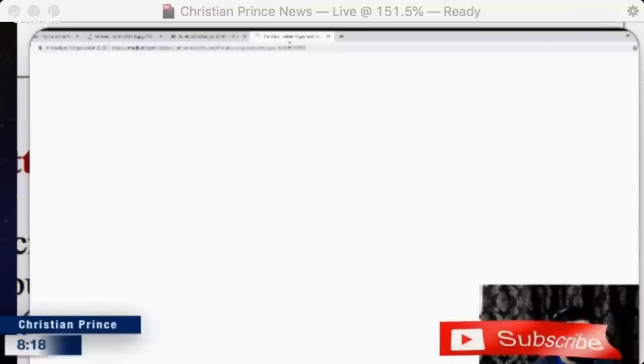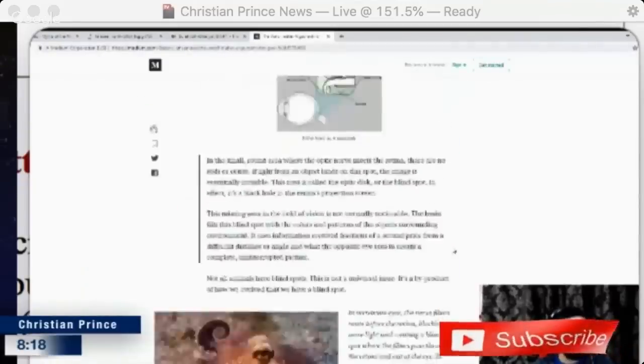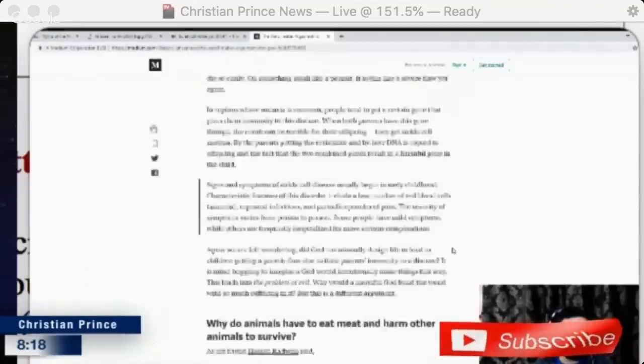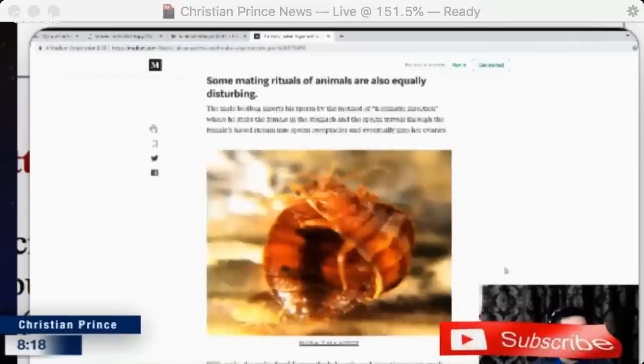So I would also give a counter example, because when you said, for example, that God's fingerprint is on the creation, I would say, this is a little bit different from what you're saying about male and female, but just humor me for a second. Why do we find things in nature which are very disturbing? For example, the way that bed bugs mate is very disturbing.